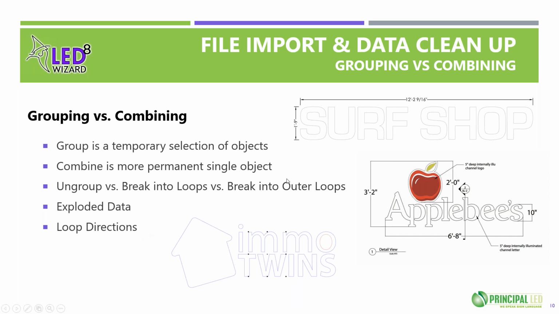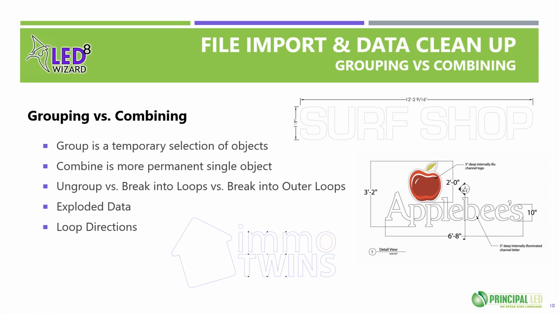And I've mentioned exploded data. Loop directions are very important to PowerFlow. For example, here we have this internal loop on the O that is counterclockwise. You'll notice on the surf shop that those internal loops are not red. This is another problem, of many problems, with this particular file. It doesn't have the correct loop directions, and that is something we'll fix as part of this process. So that's grouping and combining.